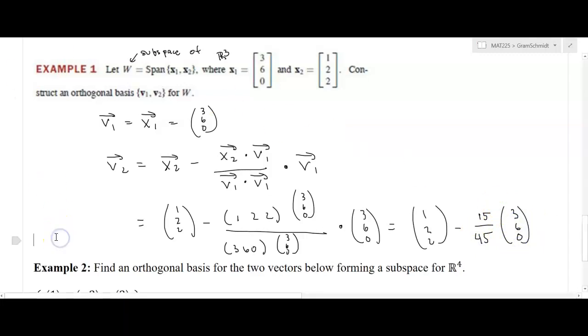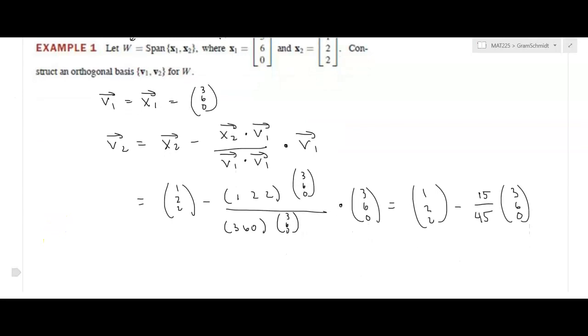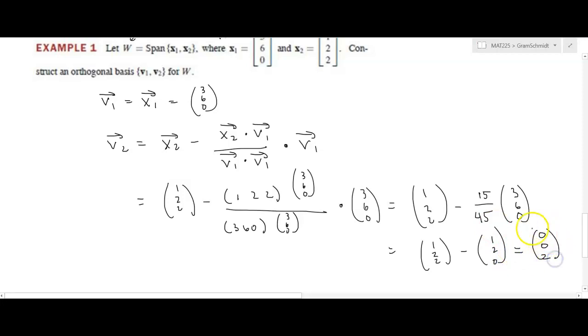And so now we need to evaluate that, see what that comes out to. This will give us 1, 2, 2, minus 1/3. So we'll have 1, 2, 2, minus 1/3 of 3 is 1, 1/3 of 6 is 2, 1/3 of 0 is 0. And this gives me the vector 0, 0, 2. And that's what my v2 is going to be. So v2 equals the vector 0, 0, 2.